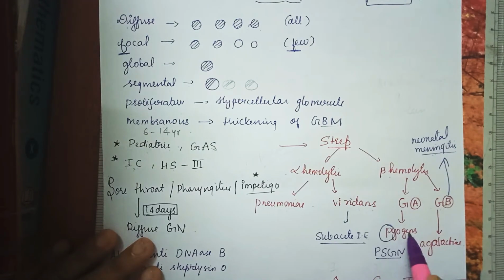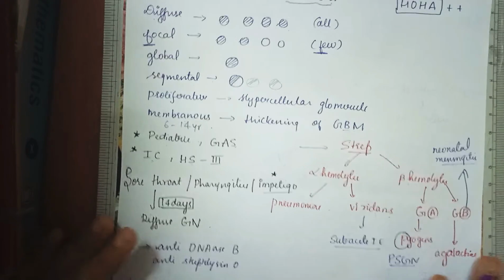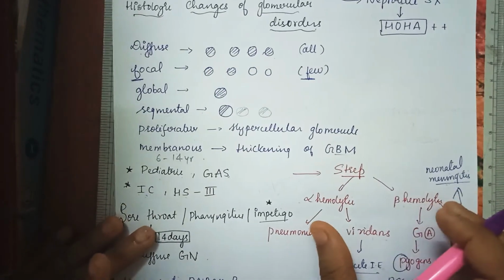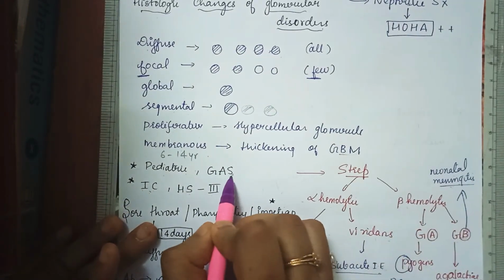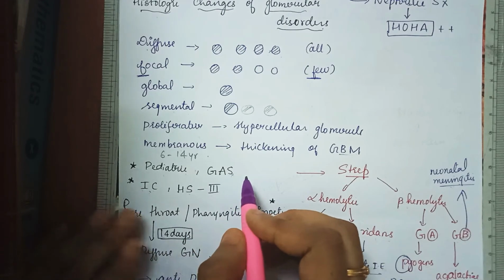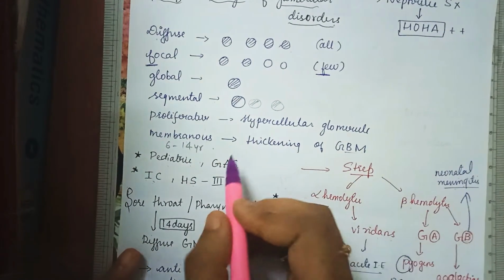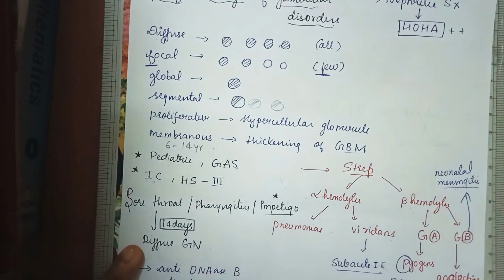And when I say pyogenes, P for PSGN. Viridans is the one which causes subacute infective endocarditis. This is just the microlink. And remember, the virulence factor in group A streptococcus is M protein, and the strains are mainly 1 and 4. So that is not that important. Remember, it is group A streptococcus.